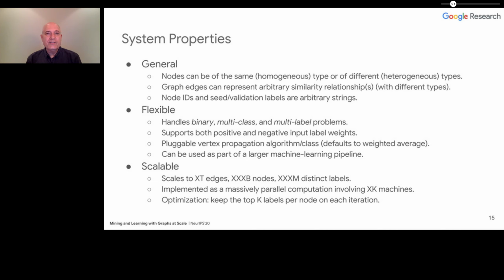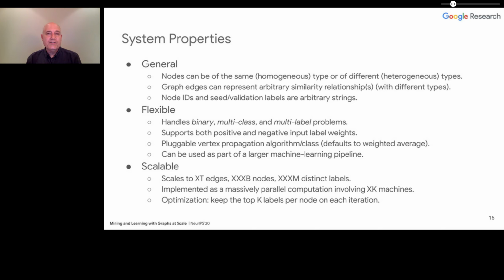Importantly, our system scales to very large graphs. We've done runs with over 1 trillion graph edges with hundreds of billions of nodes in the graph. And we can also accommodate a very large label space on the order of millions of distinct labels. And the way we can achieve that is we use a massively parallel computation model that involves doing the label propagation on thousands of machines.